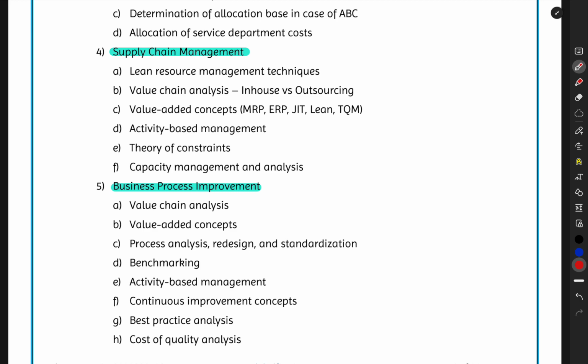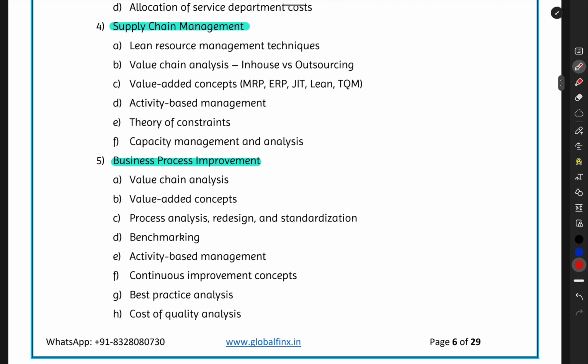Then how do IMA and CMA expect us to learn within one section, one topic in CMA Part 1? You are not going to go into the complete details of it. You are just going to know the overview concept of it. So within supply chain management, you are going to learn what lean resources are, what value chain analysis is, and whether we should produce a product in-house or go for outsourcing of the product, like Apple does with Samsung. All your Apple iPhones, iPads, the screen which you use, the screen is actually produced by Samsung.